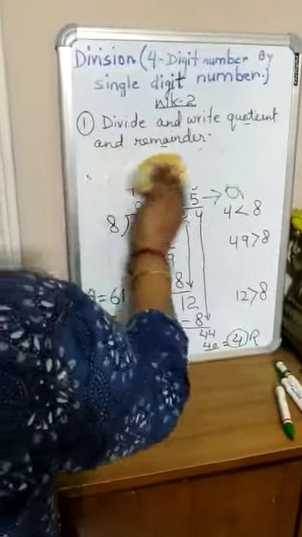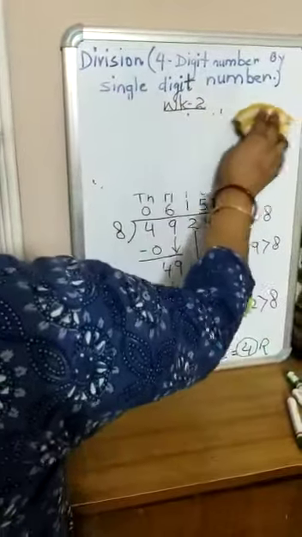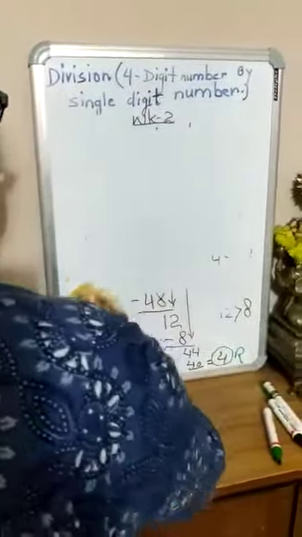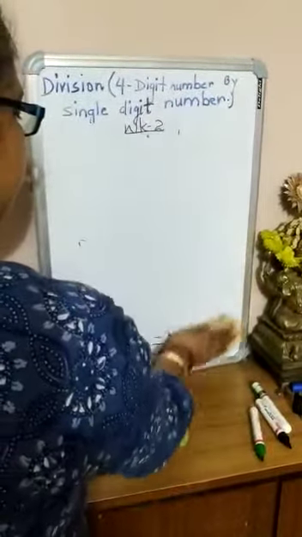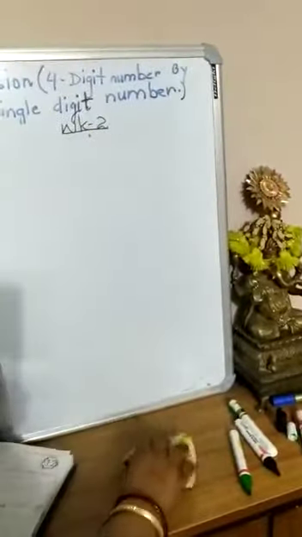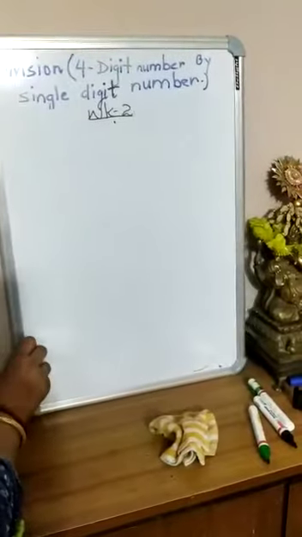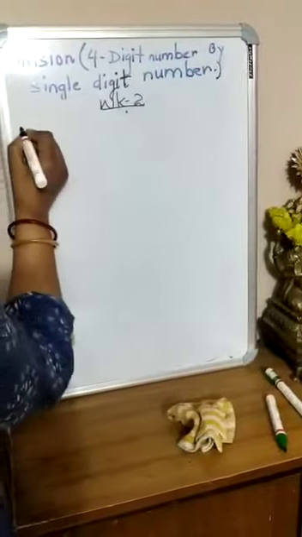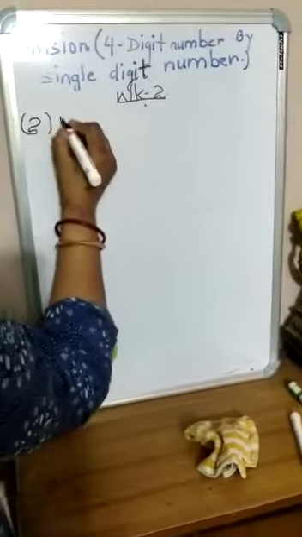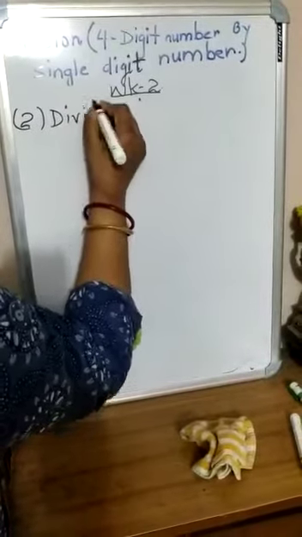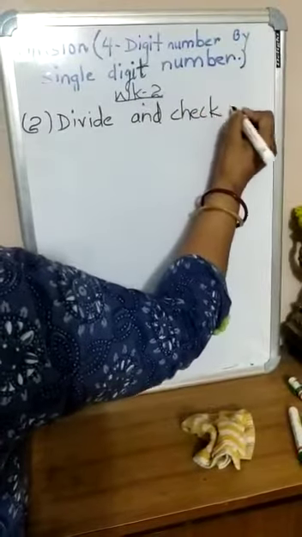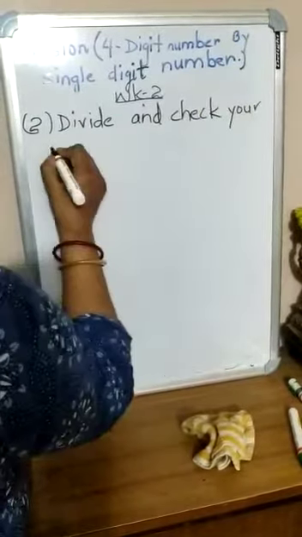Now let us come to another example. Question number 2. This is question number 1, children. You have to divide and then find out the quotient and remainder. Okay? Now, children, come to question number 2 of worksheet 2. What is question number 2? You have to divide and check your answer.